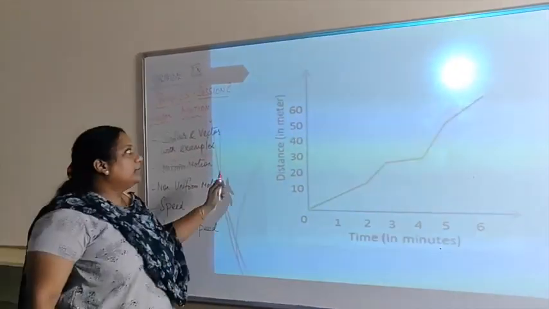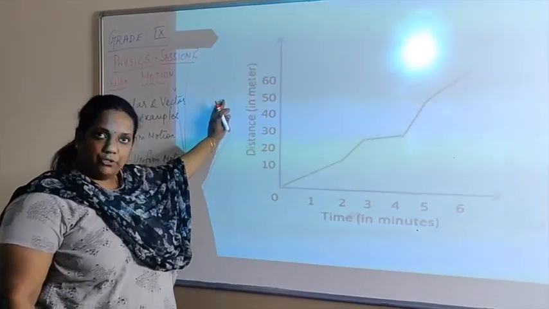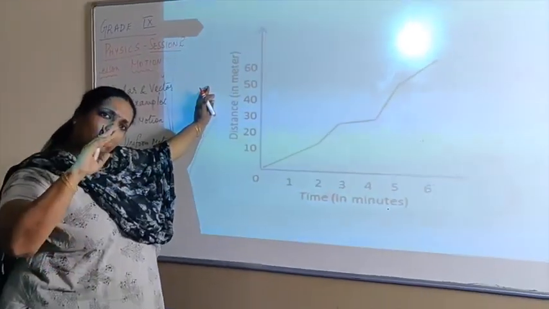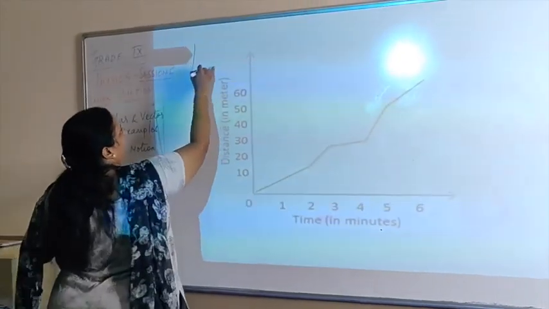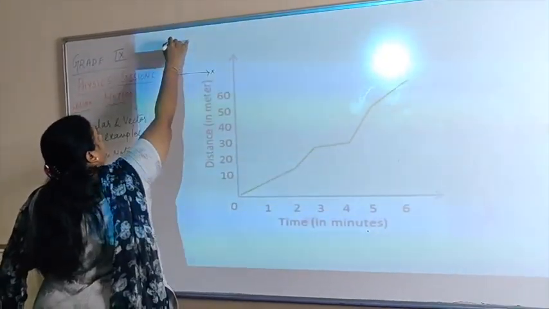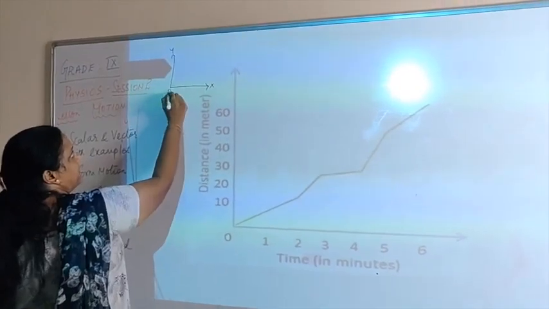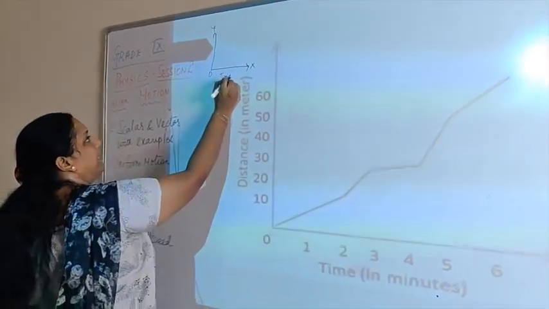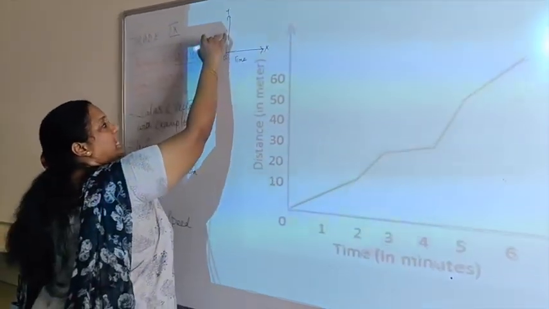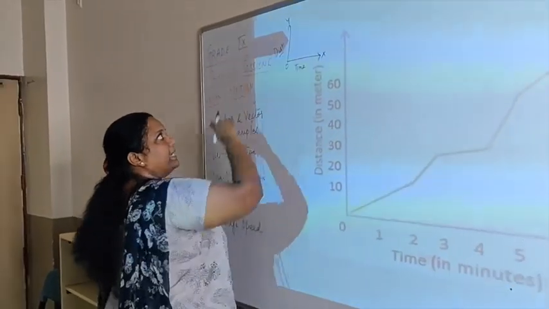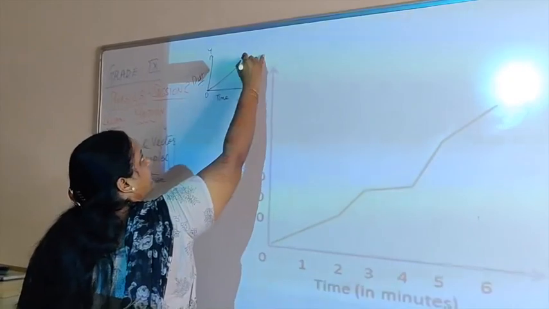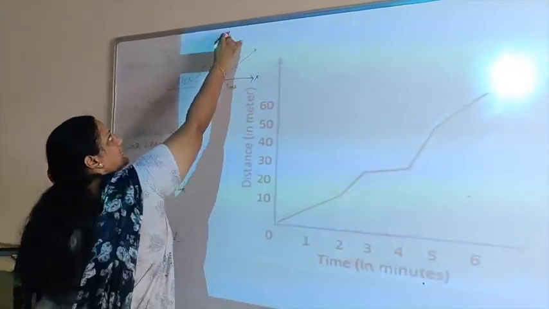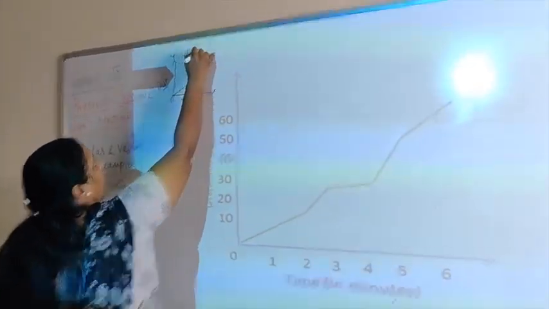We have come to the graphical representation of non-uniform motion. A quick throwback to how the graph looked in uniform motion. My graph looked something like this. What did I have on the x-axis? I had time. And what did I have on the y-axis? I had distance. And how was the slope of the graph? It was a straight line. Now this was uniform motion.